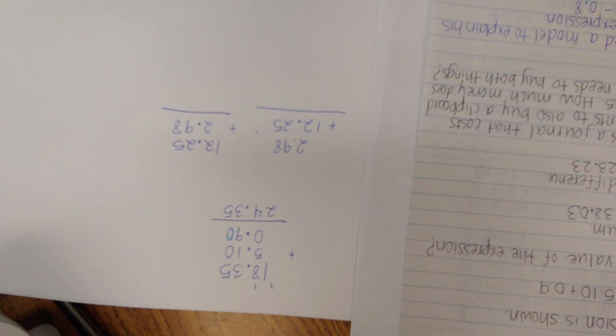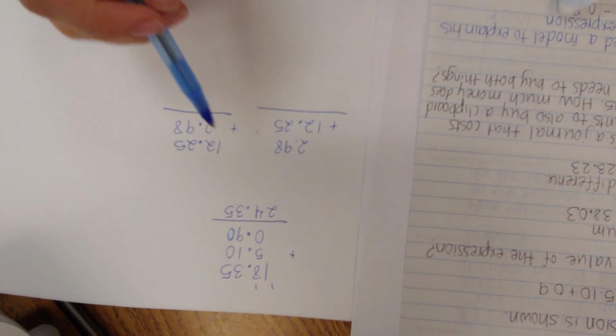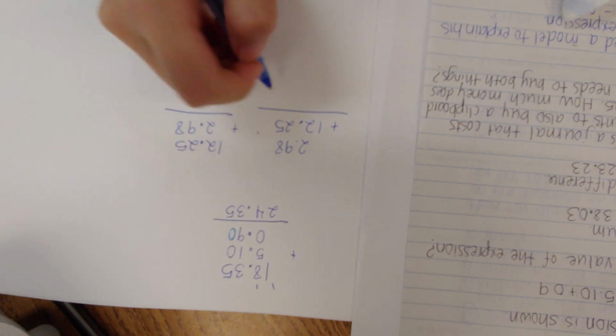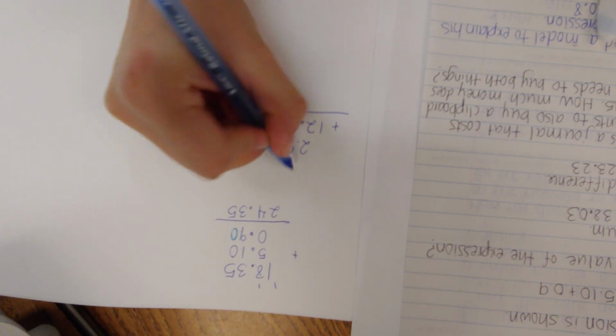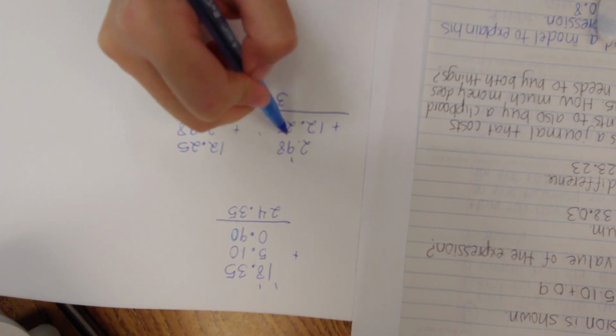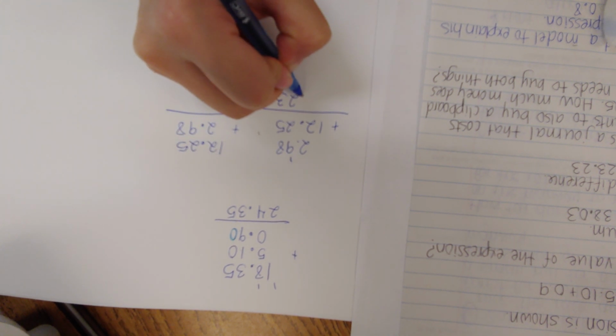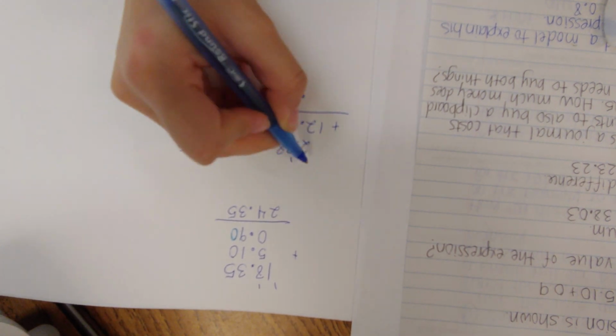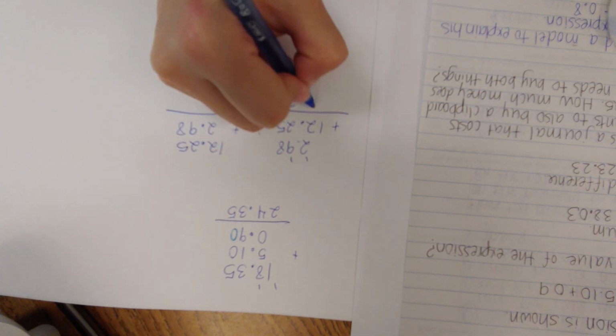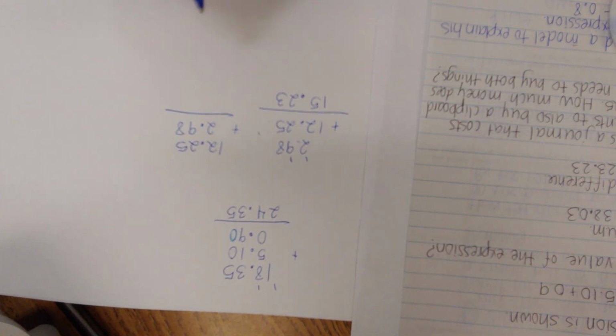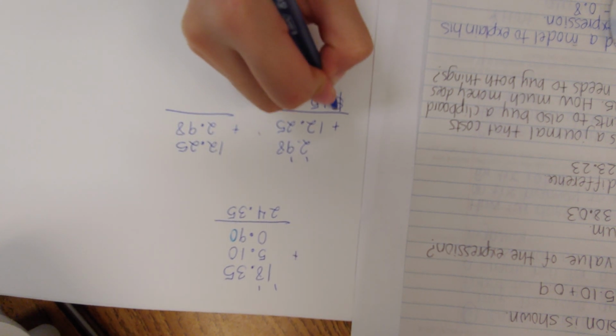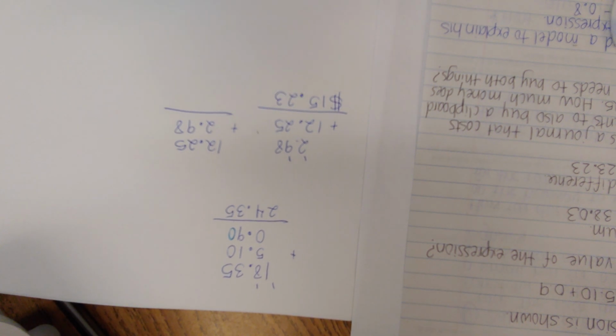All right, sorry, coming back. So 8 plus 5 is 13. Regroup again. 1 plus 9 is 10. 10 plus 2 is 12. Don't forget my decimal point. Regroup. 1 plus 2 is 3. 3 plus 2 is 5. And the 1 goes straight down. And then because we're working with money, $15.23. All right.